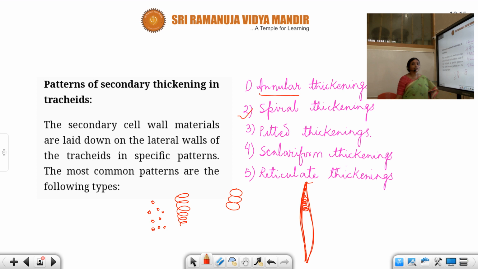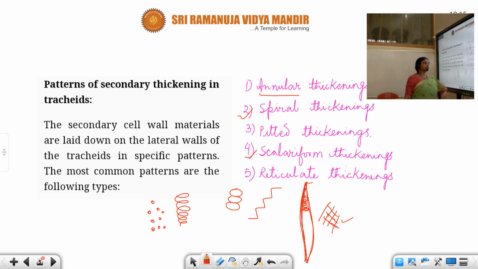And the fifth one, as we are talking about the thickening of the inner wall layer, is reticulate. Reticulate means it forms a net-like structure, in this manner. So this is called reticulate. So there are many types of thickening patterns, but the important types we can observe are these 5 types.